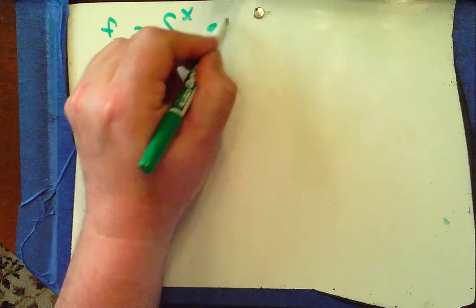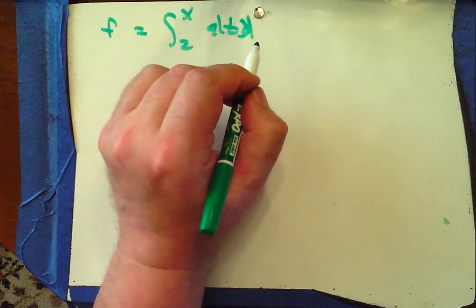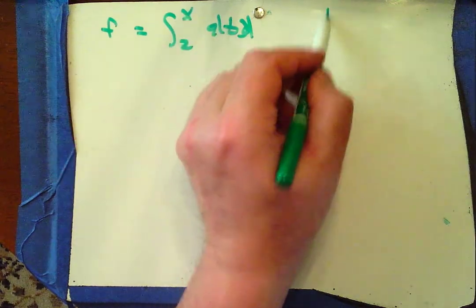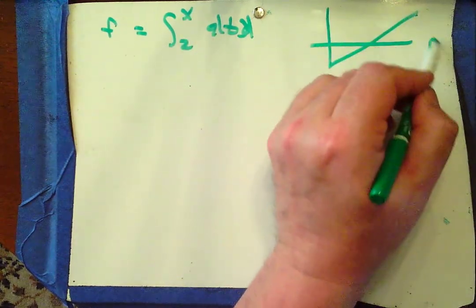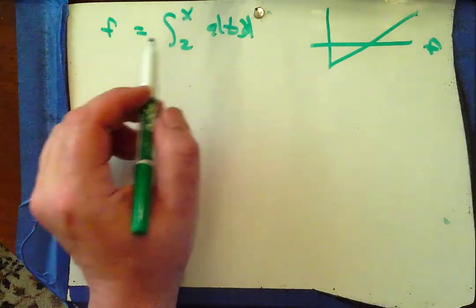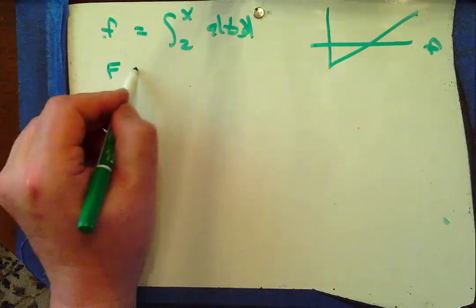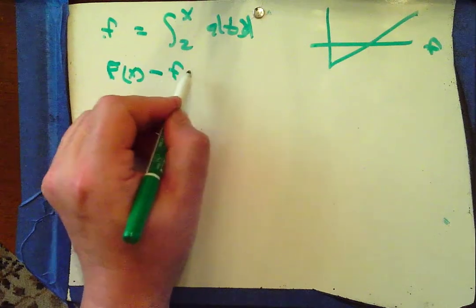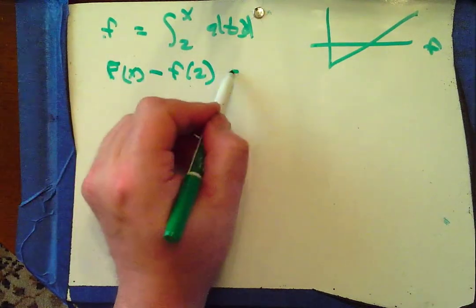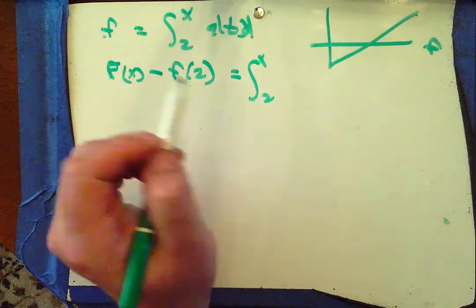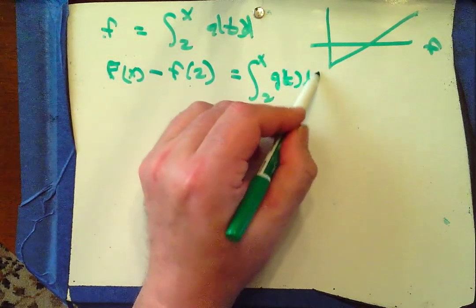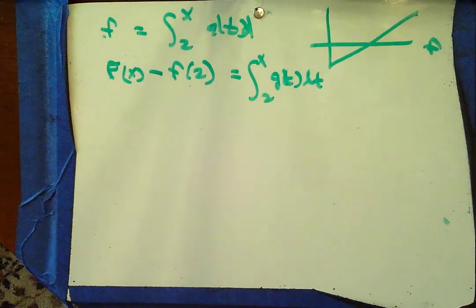Okay, 17. We're on to the next page. All right, 17 says, figure shown, integral of f equals 2 to x g of t dt, and this is a graph of f. So f of x minus f of 2 equals the integral from 2 to x of g of t dt.